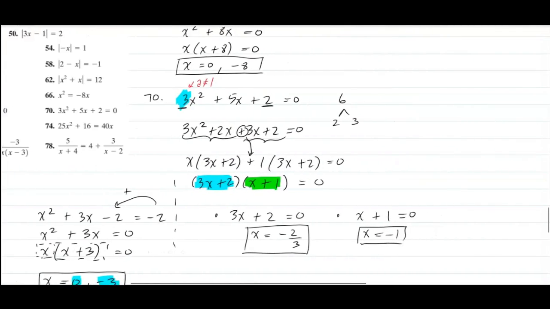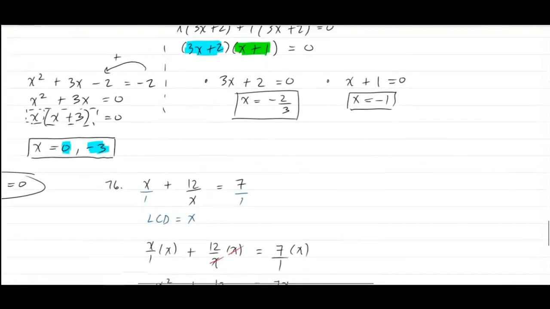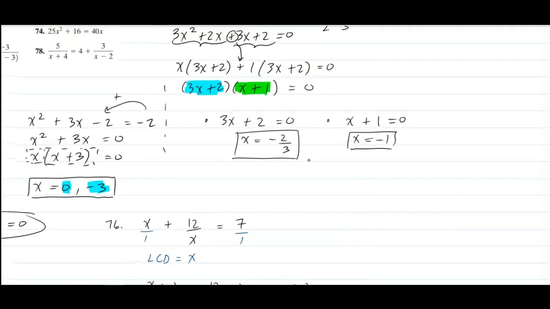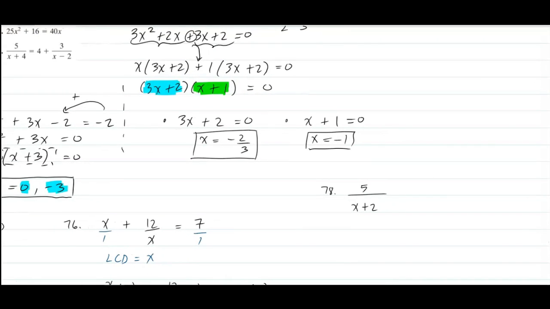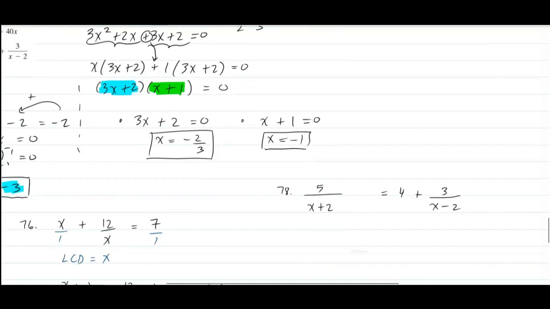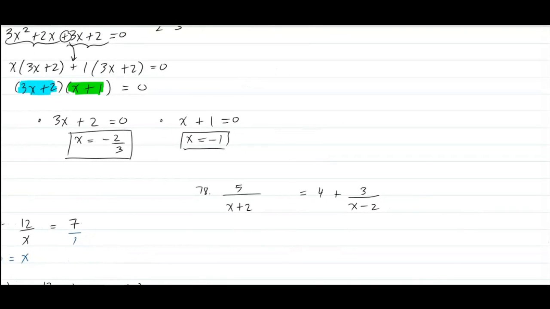All right, let's go to the last question for today, and that is number 78. Number 78 is yet another equation that you have to solve using the method of multiplying by the LCD. So 5 over x plus 2 is equal to 4 plus 3 divided by x minus 2. All right, and let me give some space between these, right? So let me give some space here.